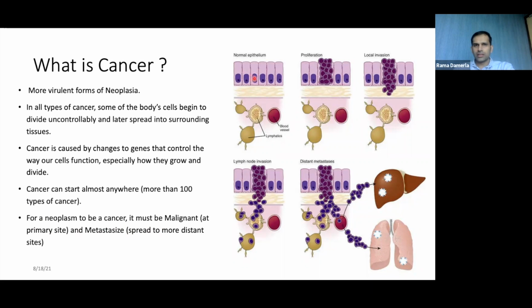So here you can see there's a normal epithelium. There is uncontrollable cell division or proliferation. Then there is an invasion in the local tissue. And most cancers also invade the local lymph nodes. And sometimes they also go to distant metastasis, so they go on to affect other organ systems.